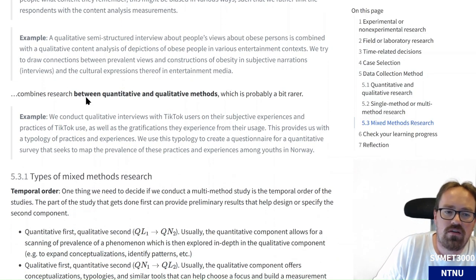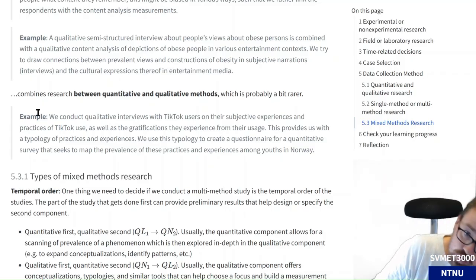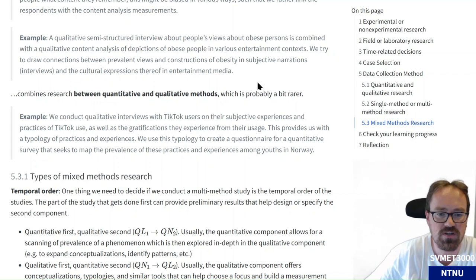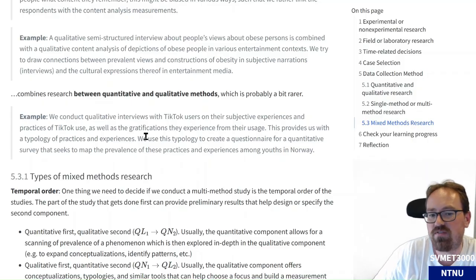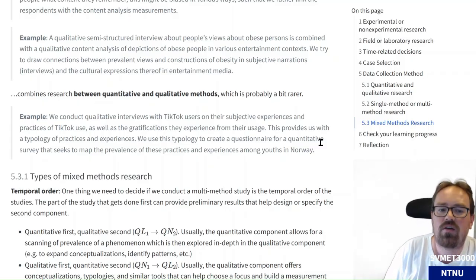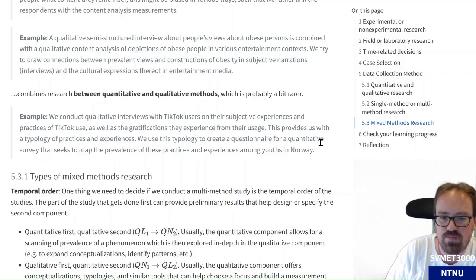A bit rarer is that we combine quantitative and qualitative methods in the same study, which is not as common. For instance, we may conduct qualitative interviews with TikTok users on their subjective experiences and practices of TikTok use, as well as the gratifications they experience from their usage. And then this provides us with a typology of practices and of experiences.